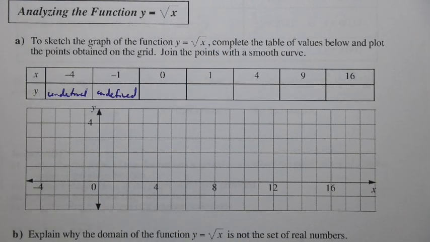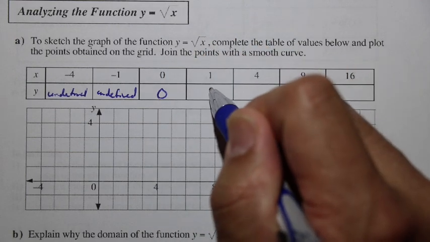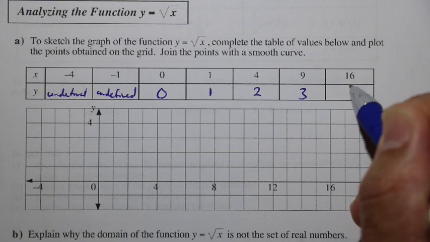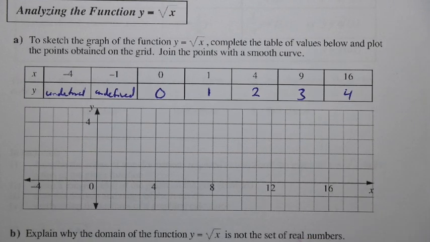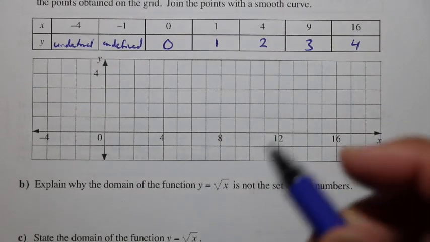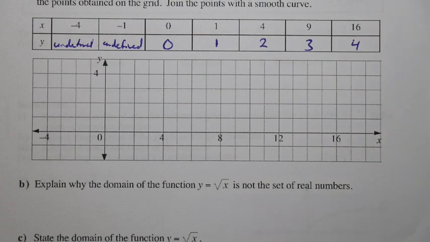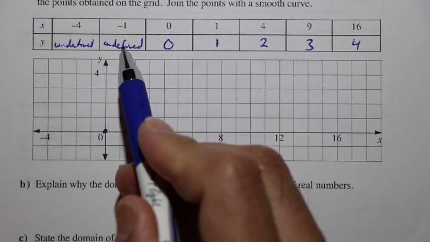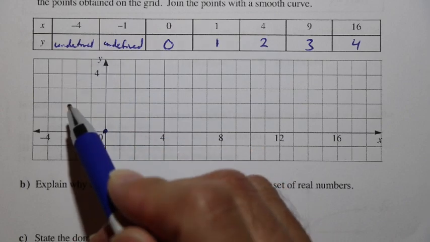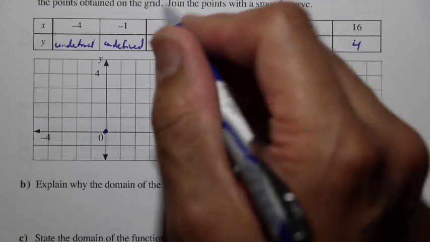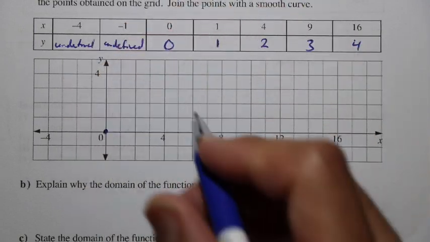If we do plug in 0, the square root of 0 is 0. If we use 1, the square root of 1 is 1, the square root of 4 is 2, the square root of 9 is 3, the square root of 16 is 4. So we chose some good input values here. Now let's plot these points using x, y type of plotting. So we have 0, 0, and I skipped these two, but we can't actually show these points on this graph because we can't define where it is.